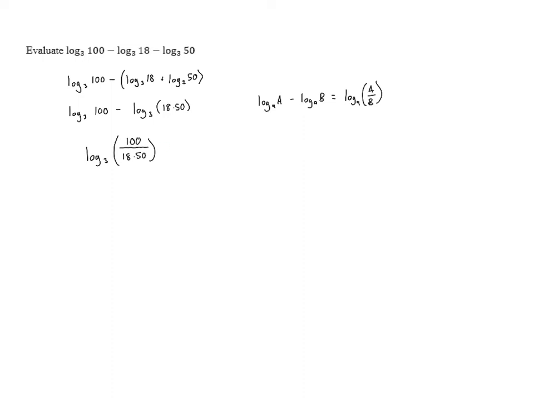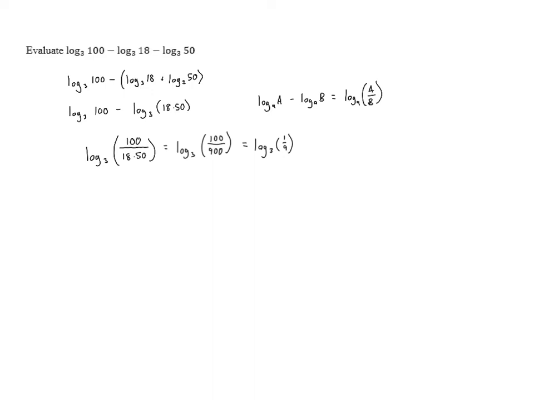Now we can multiply the denominator out. 18 times 50 is 900. And when we reduce this fraction, 100 over 900 becomes 1/9. So we're left with just one logarithm, log base 3 of 1/9.